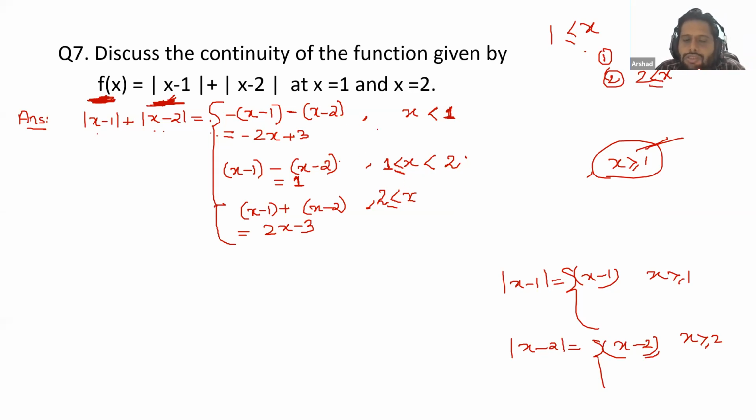So now this question is converted into a question of inequality. So all of you, please check whether the function is continuous at x equal to 1 or not, and x equal to 2 or not. Rifat, have you done it by the same method?